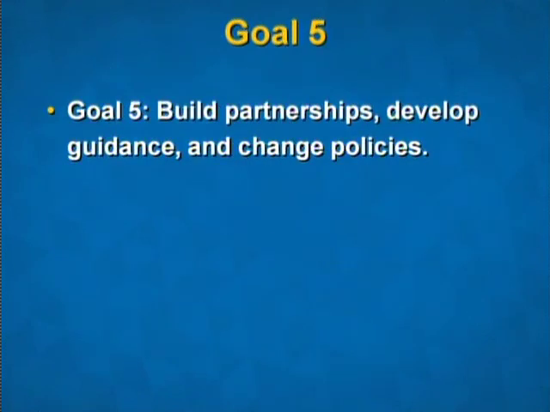Goal 5 is to build partnerships, develop guidance, and change policies. Public health agencies play a more prominent role because of their population-based approach and their responsibility to promote and protect the health of all. These agencies have a wide range of activities that directly connect to health literacy. For example, they develop and disseminate health information, pay for and deliver healthcare services, collect data on population health issues, and conduct evaluations of interventions and determine their effectiveness.